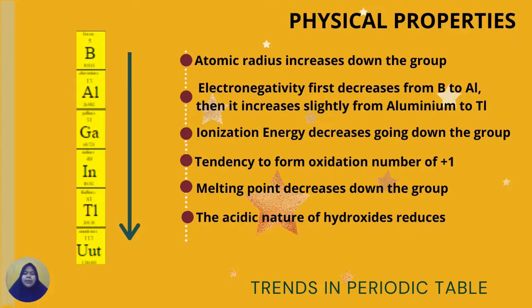Boron has a high melting point because of its icosahedral structure. In the boron family, gallium has the lowest melting point. And the last one is that the acidic nature of the hydroxides is reduced as it goes down the group of the boron family.